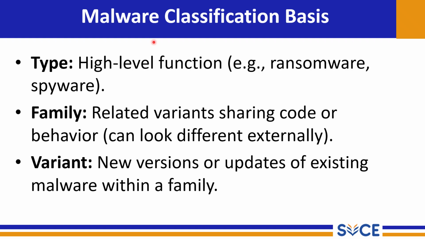The next one is malware classification basis, like type. That is, what type it is, whether it's a high-level function, for example ransomware or spyware. We have seen it already. And family relates to variants sharing code or behavior, which can look different externally, and a variant is a new version or update of some existing malware within the family.